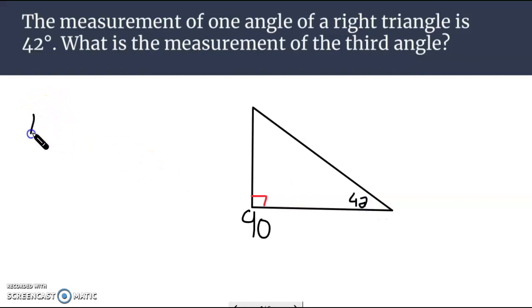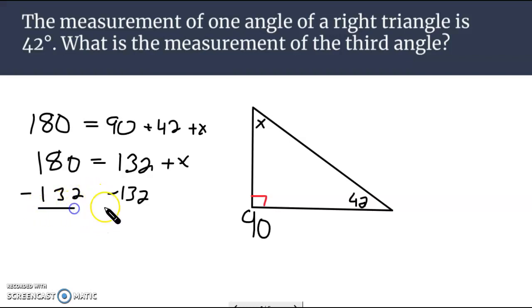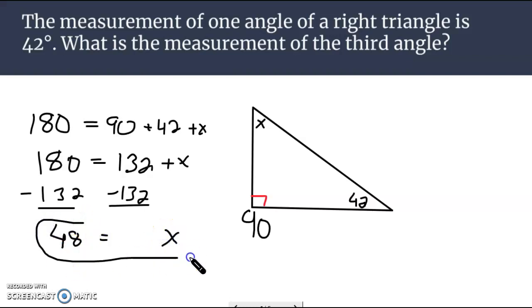And then in order to figure out the remaining angle, call that angle x, we could set up this equation: 180 equals 90 plus 42 plus x. We can add 90 and 42 together to get 132. We can subtract away 132. 180 minus 132 is 48 degrees. The missing angle is 48 degrees.